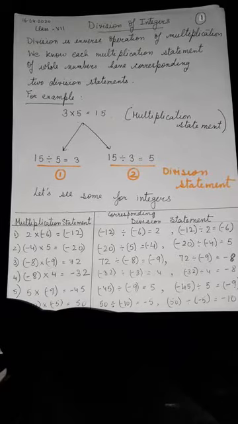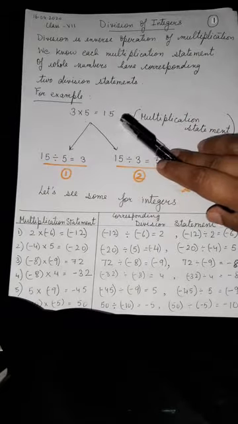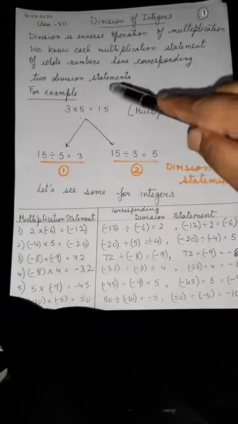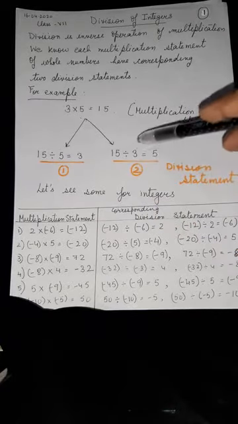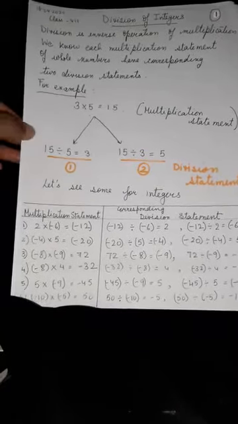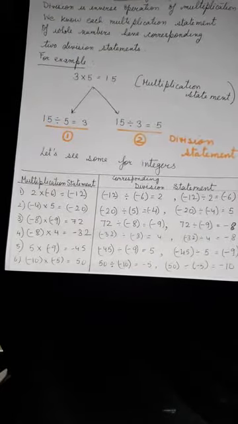So now division of integers, we know that division is the inverse operation of multiplication, that we all know, right? Now we also know that each multiplication statement of whole numbers has two corresponding division statements. For example, if 3 times 5 is 15, this is a multiplication statement, right? It will have two division statements, like 15 divided by 5 is equal to 3, and 15 divided by 3 is equal to 5. These are two division statements, right? So let us take some multiplication statements and their corresponding division statements for integers.